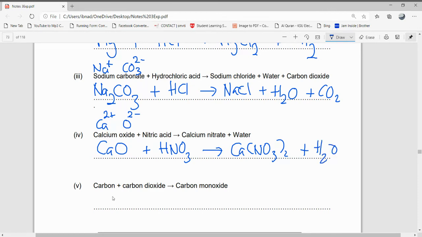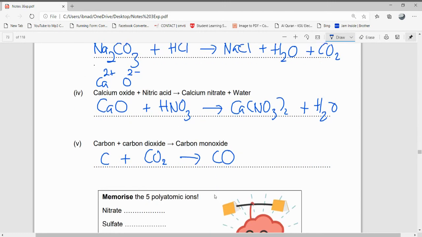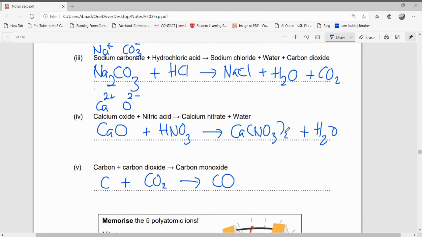Last one, carbon plus carbon dioxide will give you carbon monoxide. So the converting of this is not that difficult. To balance it is another problem. So I stop for now. Please go and see the YouTube video for how to balance equations. Then you try to balance these equations. I'll give the answers maybe end of this week. Okay, thank you.